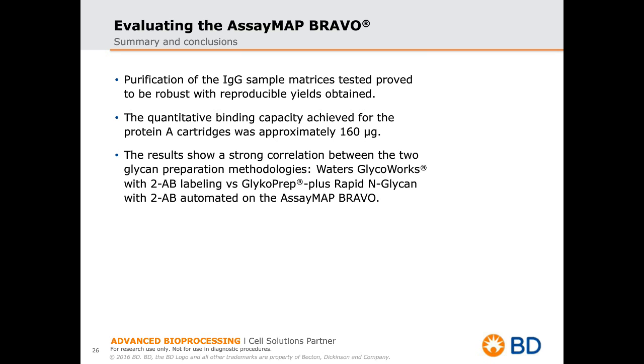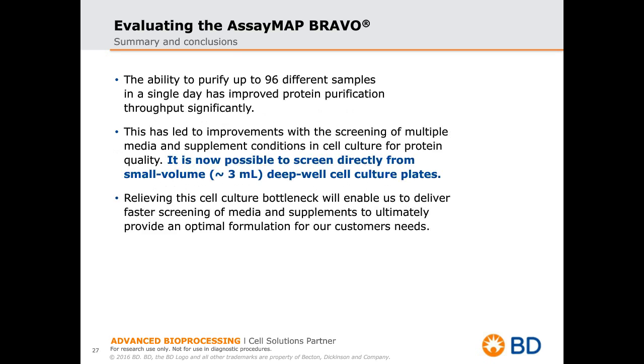And some further summary and conclusions. The ability to purify up to 96 different samples in a single day with the Assay Map Bravo has improved protein purification throughput significantly when compared to our previous approach. This has led to significant improvements when performing cell culture media and supplement screens to assess for protein quality. It's now possible to screen directly from small volume, deep well cell culture plates.